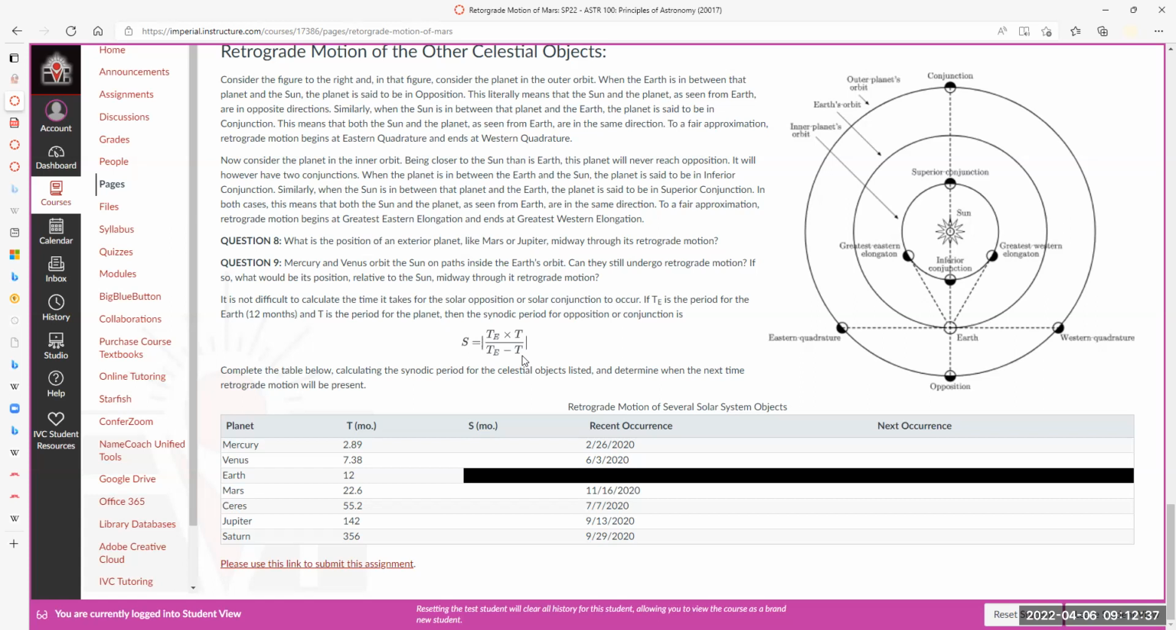If you're using a calculator, do the two operations separately. Do 12 times 2.89 and write it on a piece of paper. Then do 12 minus 2.89 and write it on a piece of paper. Erase everything from the calculator, and then take what you wrote for the product of the two periods and divide it by the difference of the two periods. When I say the difference, I don't care about the sign. For example, if I take Mars and put 12 minus 22.6, the calculator will give me a negative number.